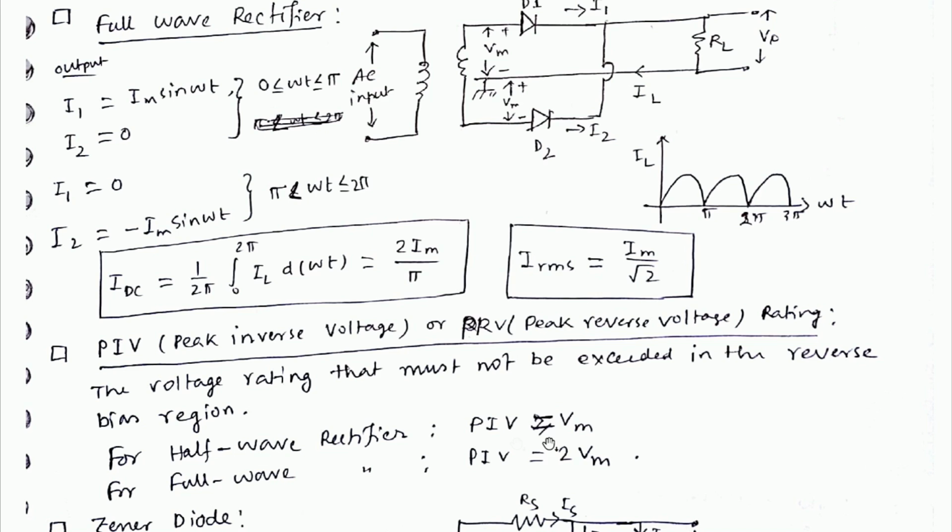For a half wave rectifier, PIV equals Vm. For a full wave rectifier, PIV equals twice Vm.